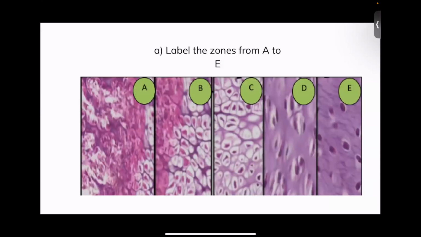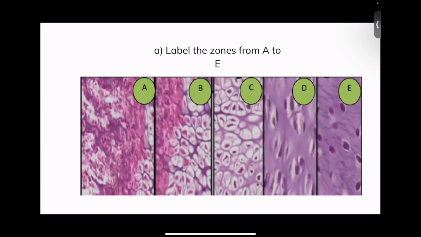Okay, so now let's come to this question. The first zone, A, is the zone of resorption. B is the zone of calcification. C is the zone of hypertrophy. D is the zone of proliferation, and E is the zone of reserve cartilage. Now these images, you just see them and learn what they are.